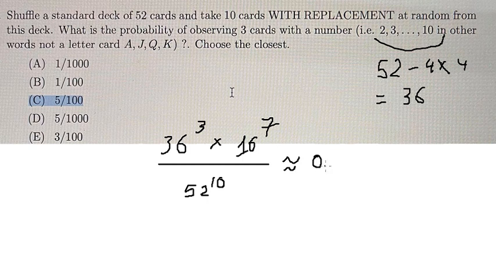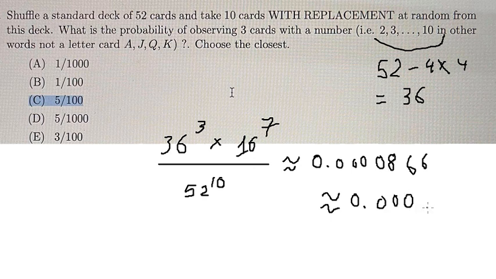This is approximately 0.0008 66. If we round it, it is approximately 0.0001, or about 1 over 10,000.